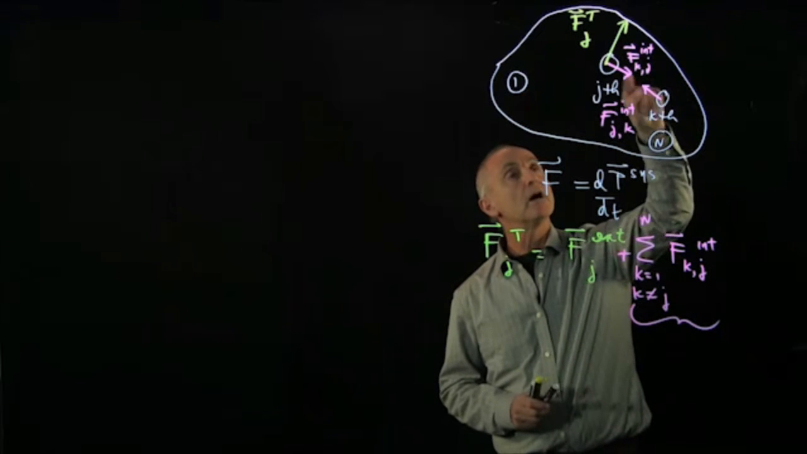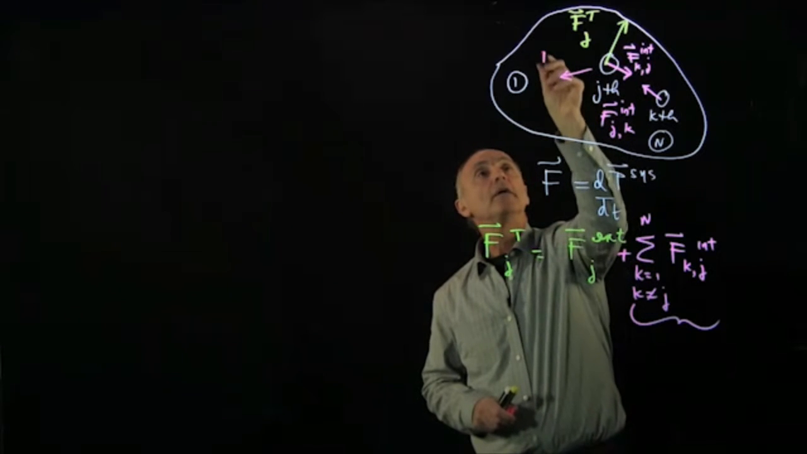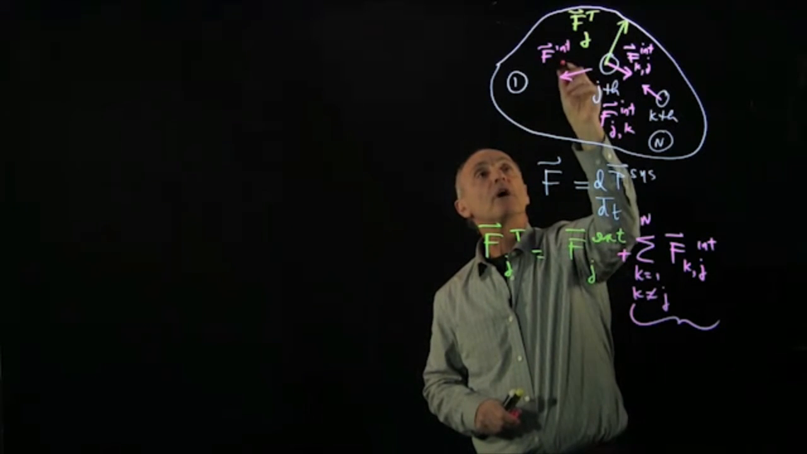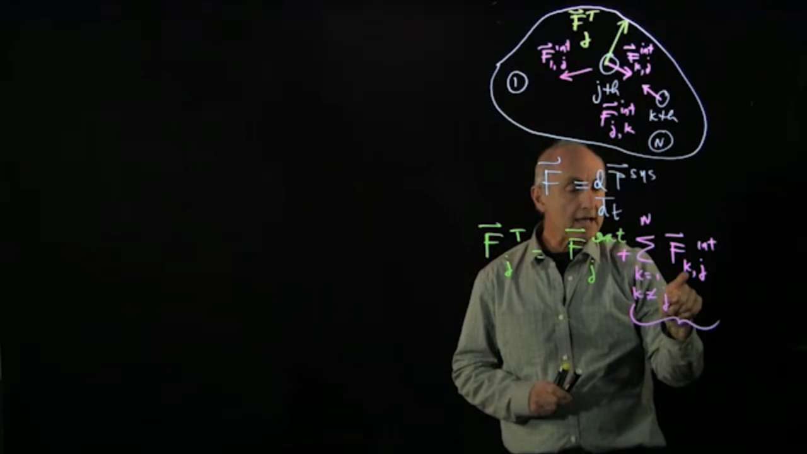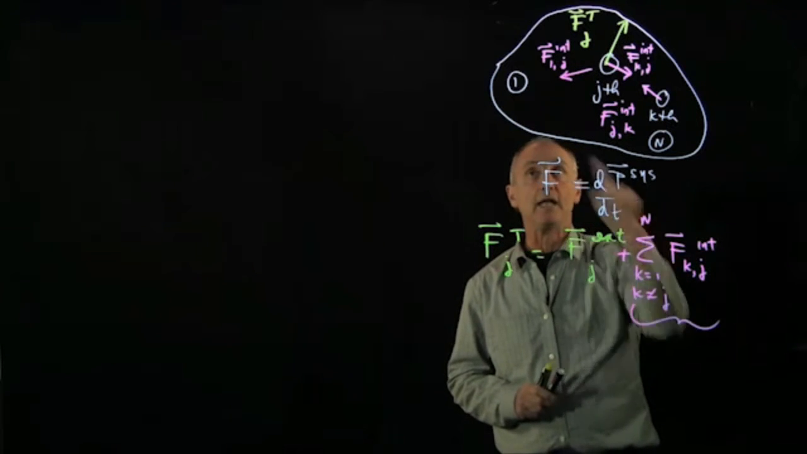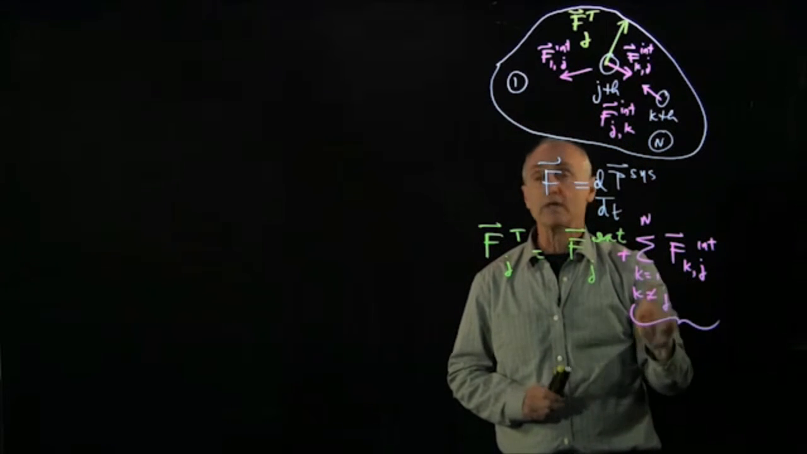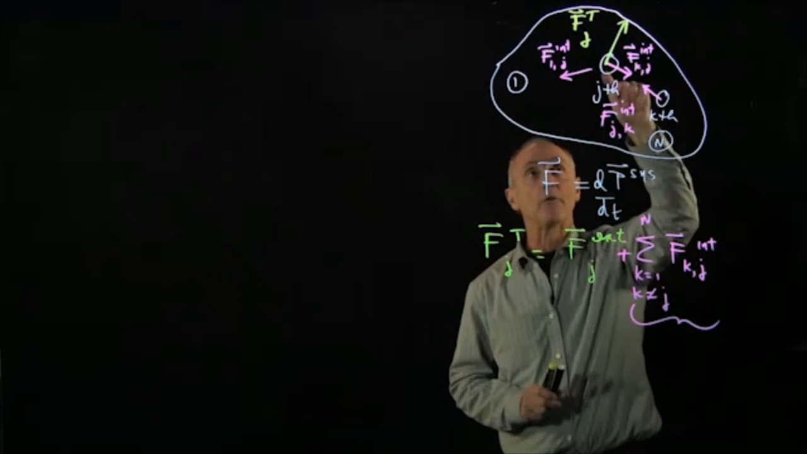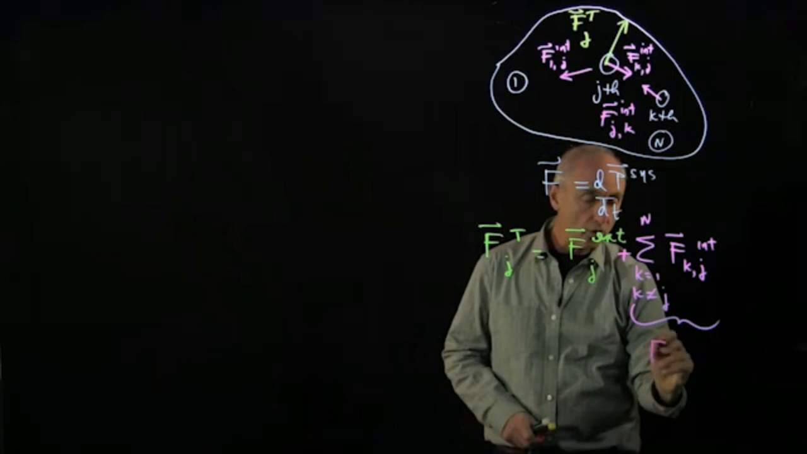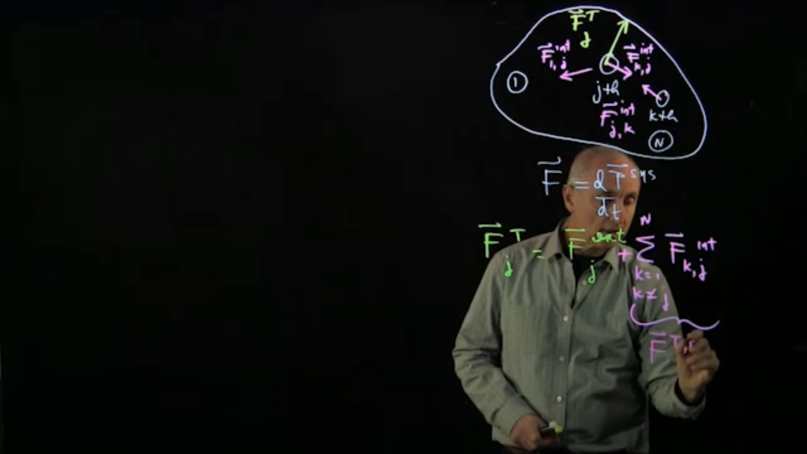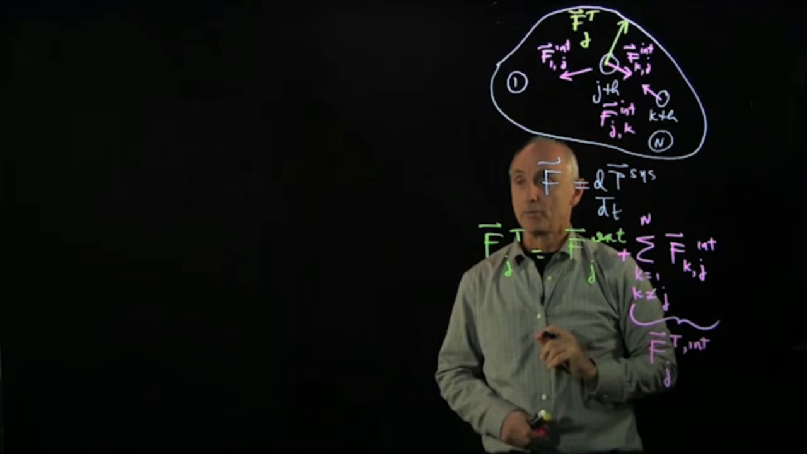Here's the kth one. But this could be a sum. I'll just draw one here. This is the internal force on the jth particle due to particle number 1. And so we're adding, as k goes from 1 to n, all of these internal forces, but we're excluding the case when k equals j, because that would be a force of an object on itself. And this quantity here we can write as the total internal force on the jth particle.